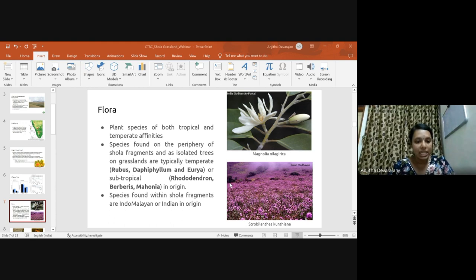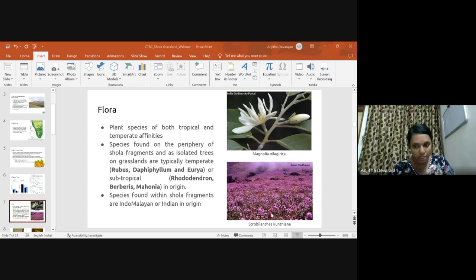But when we look into the interior of the Shola fragments, we can see they are Indo-Malayan or Indian in origin. So we can say the interior tree species are more adapted to humid and wet conditions, while the tree species found on the periphery and also in the grassland are more adapted to cold and dry conditions.